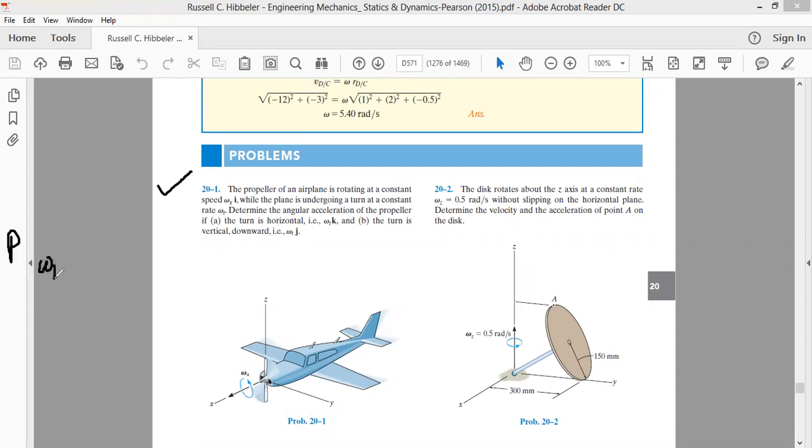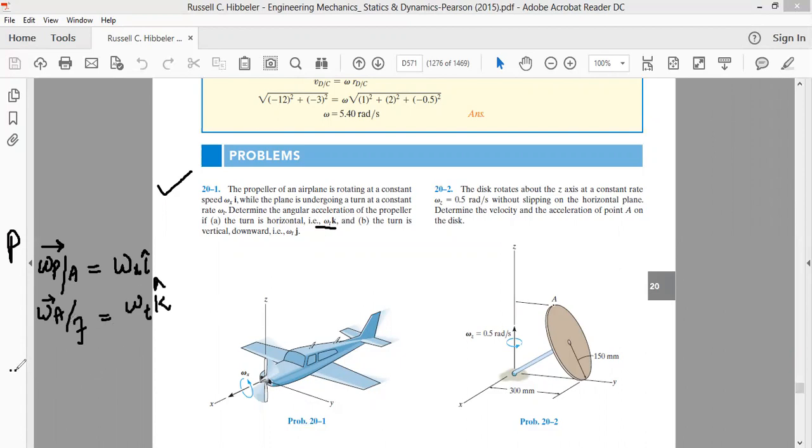the angular velocity of the propeller with respect to the aircraft, with magnitude omega x i cap. We are also given the angular velocity of the aircraft with respect to the ground, which in case 1, I will take case 1, is equal to omega t k cap. It's the angular velocity of the aircraft with respect to the ground.